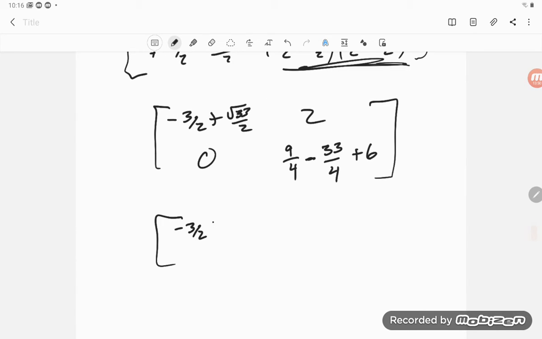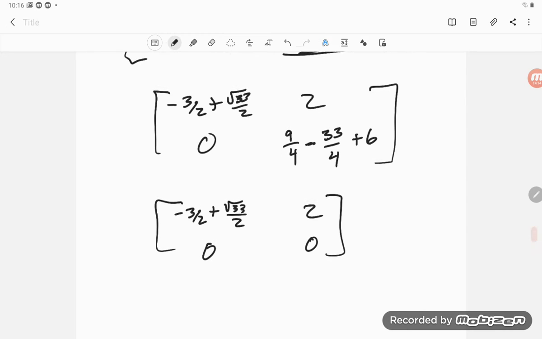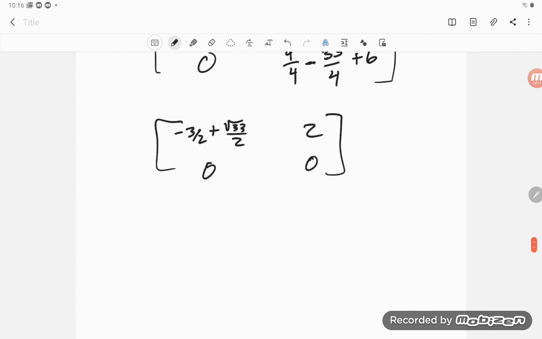Minus 3/2 plus the square root of 33 over 2, 0, 2. You know, Sage would make this much, much quicker. But I have 33 and a 9 with opposite signs, so I'll get a minus 24 over 4. That's negative 6 plus 6. I do indeed get my 0. And so there is not quite a row reduced echelon form because I haven't divided through by this thing.